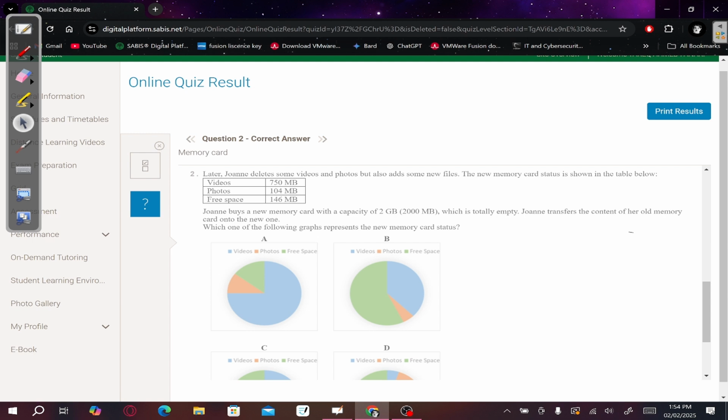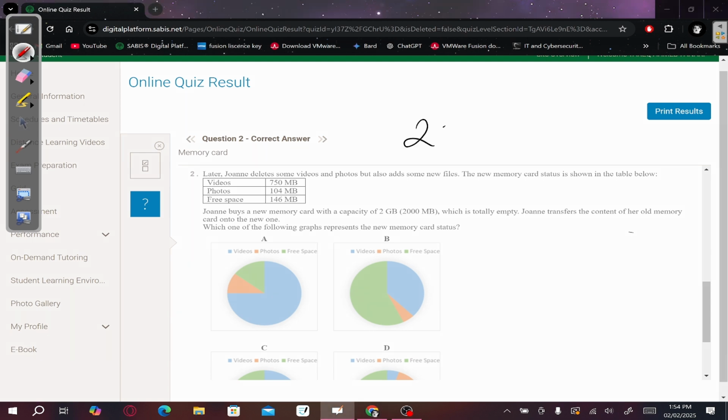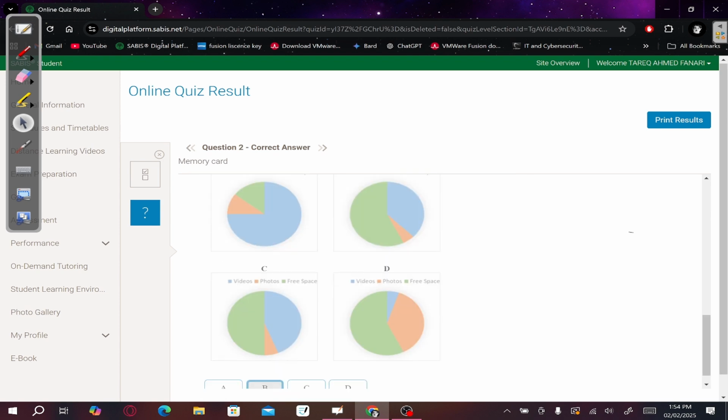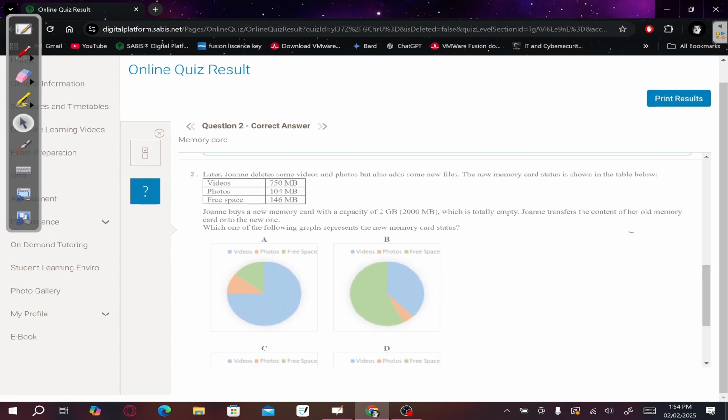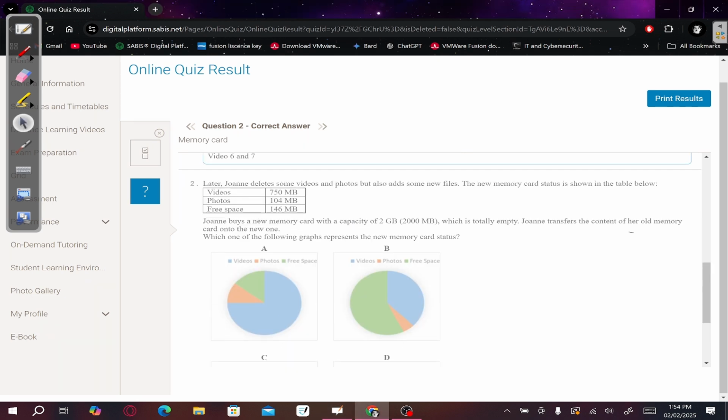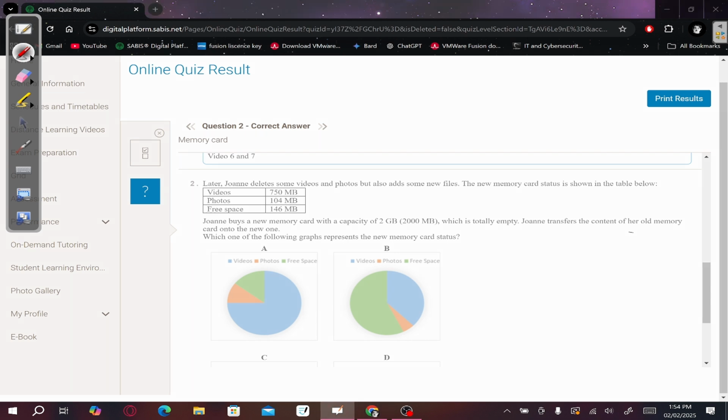Okay, so since we know that it is totally empty, that means we're going to have 2 gigabytes worth of free space plus whatever I had previously. So how much did I have previously? I had 195, right? I just transferred everything, but I don't need this now. So let me just reorder my ideas in general.